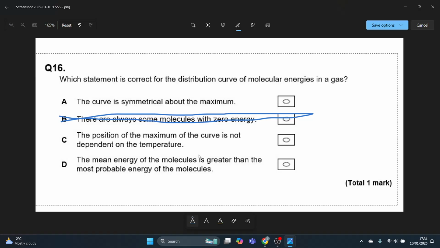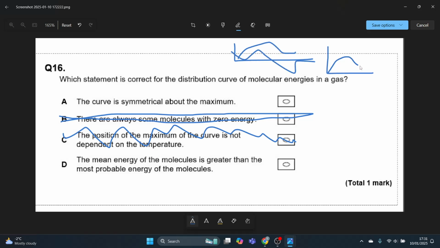This one's actually pretty tricky. The position of the maximum of the curve is not dependent on temperature. No, I'm pretty sure it is dependent on temperature. Curve is symmetrical about the maximum. You can clearly tell the Maxwell-Boltzmann curve is not symmetrical. So the answer is D.